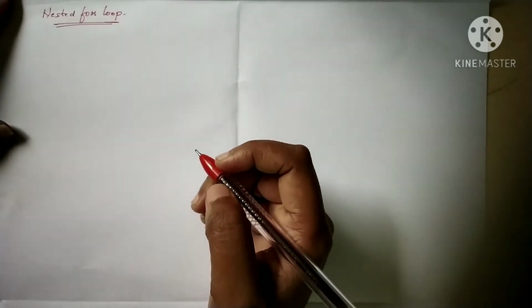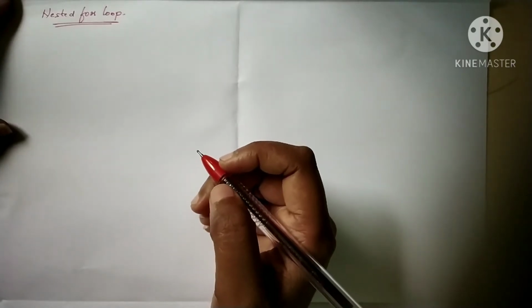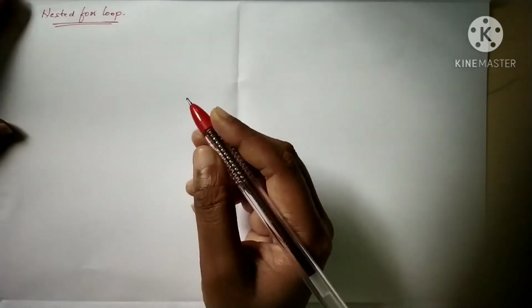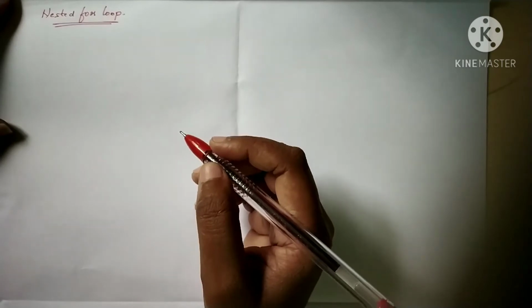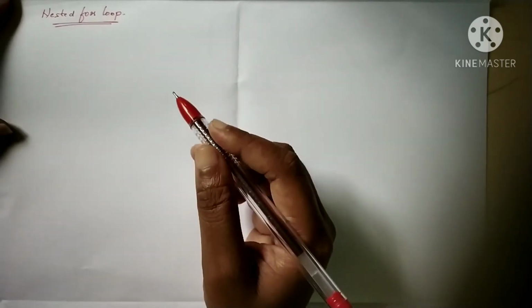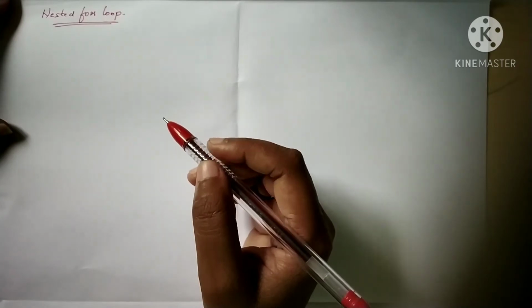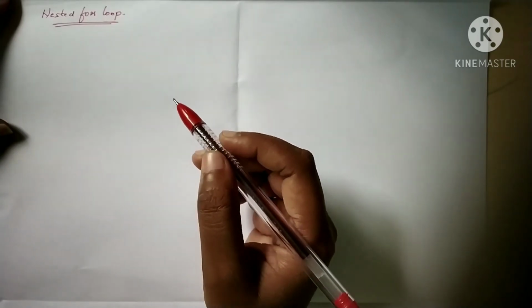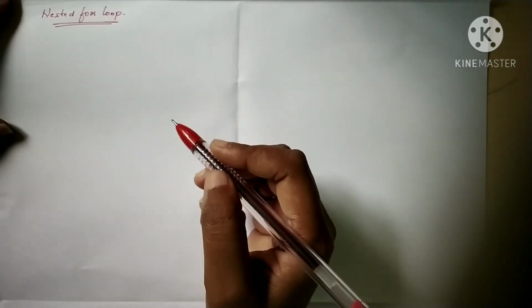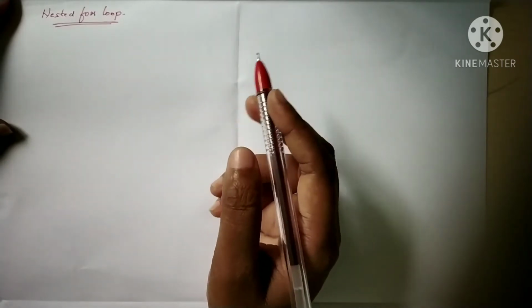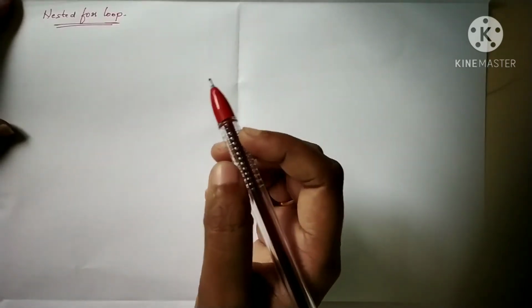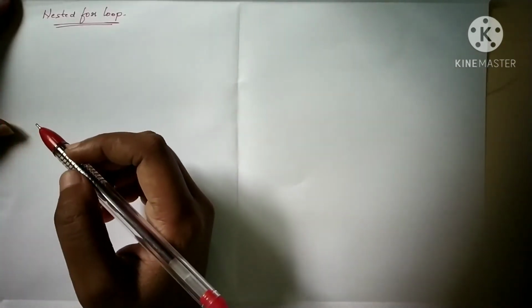Then for loop. In for loop, we can set the iteration time. How many times we execute the condition, we can write, or we can set the iteration time in the for loop.